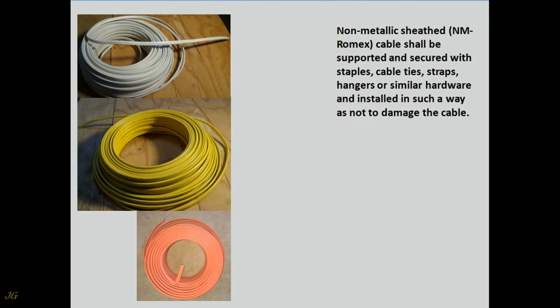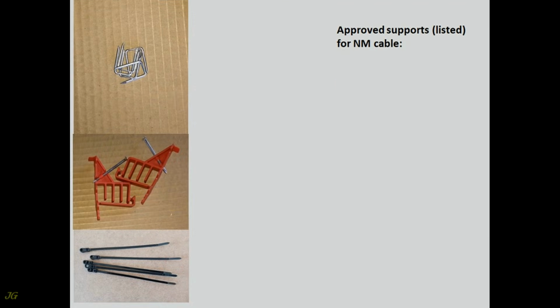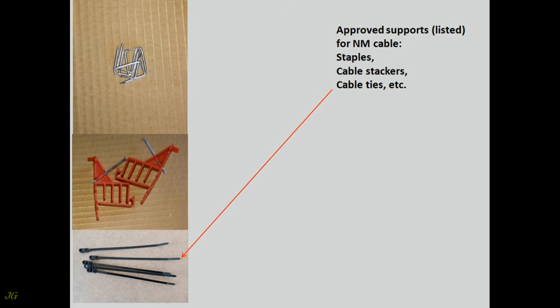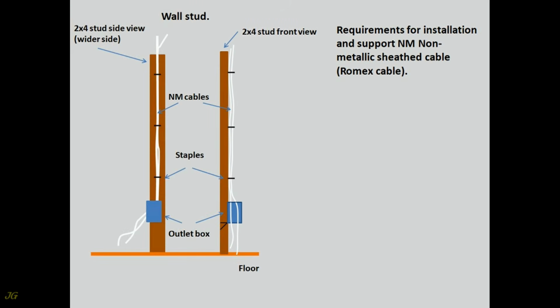Non-metallic sheathed NM Romex cable shall be supported and secured with staples, cable ties, straps, hangers or similar hardware and installed in such a way as not to damage the cable. Approved supports, listed, for NM cable: staples, cable stackers, cable ties, etc. Requirements for installation and support: NM non-metallic sheathed cable, Romex cable.